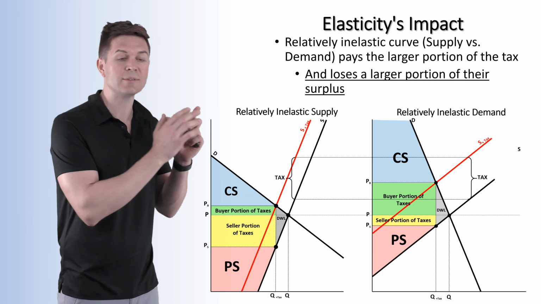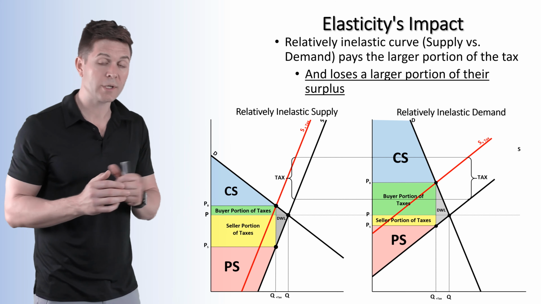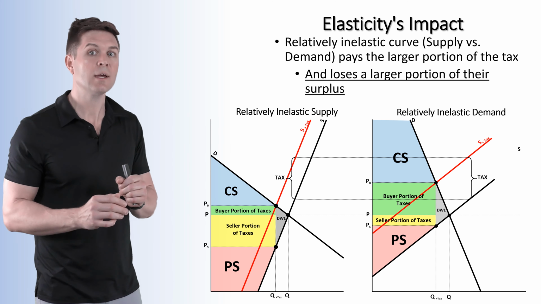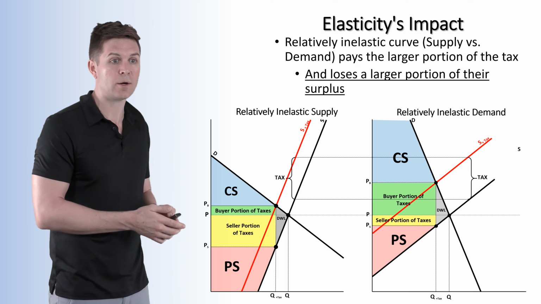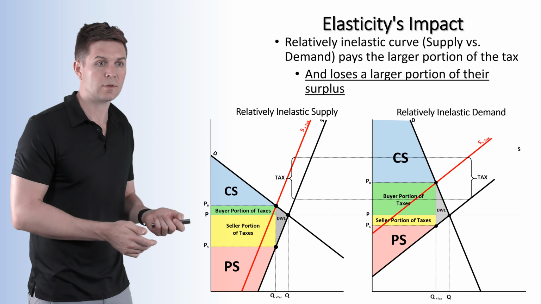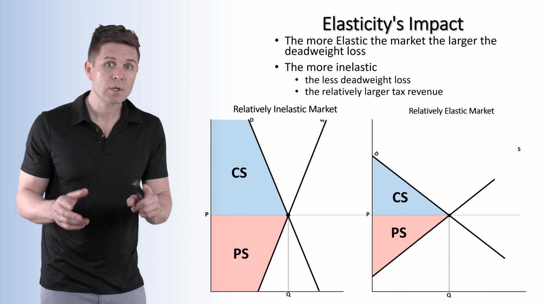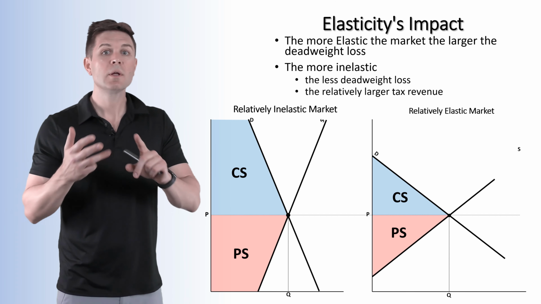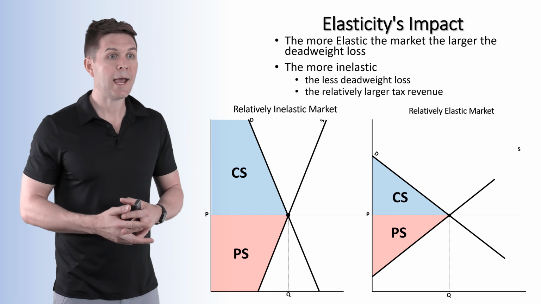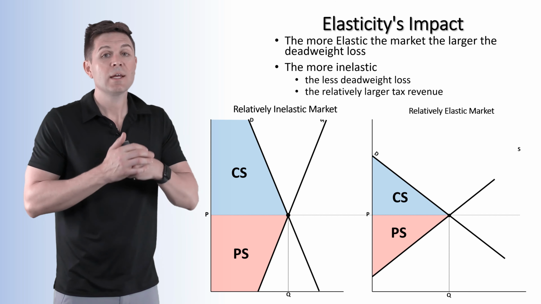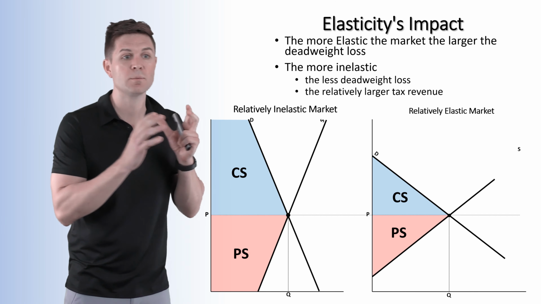Model on the right, relatively inelastic demand curve. Now remember, the curve that's relatively more inelastic is going to pay the higher burden of the tax. And that's exactly what we see here. The buyer is going to pay the higher portion of the taxes. So the more elastic the market, just in general, the more deadweight loss that we're going to see in the market. And actually, less taxes are going to be paid in because more of the market is going to be lost when it's more elastic.